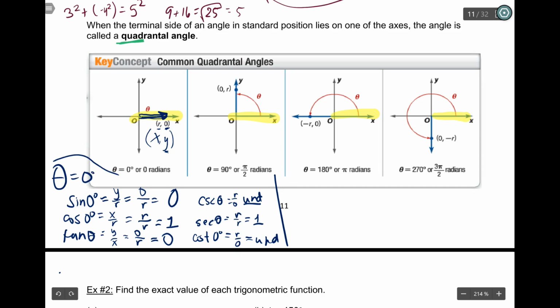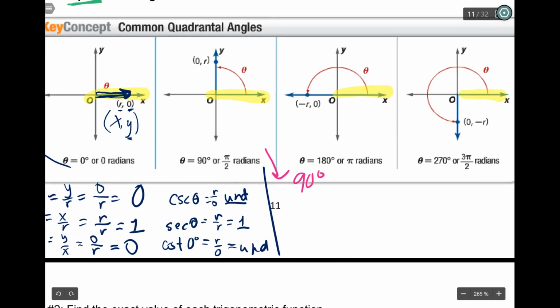Cool. So the next one is going to be, oh dear, I ran out of room. So I'm going to do this one, 90 degrees. I'll write a little smaller. So let's go again. So sine of 90 degrees. Because remember, these are the quadrantal angles. So my terminal side is now going to lie on the positive section of my y-axis. So sine of 90 degrees is equal to y over r.